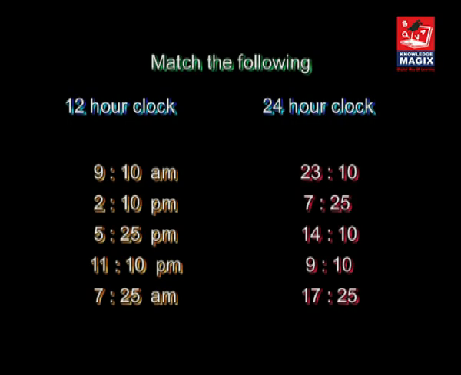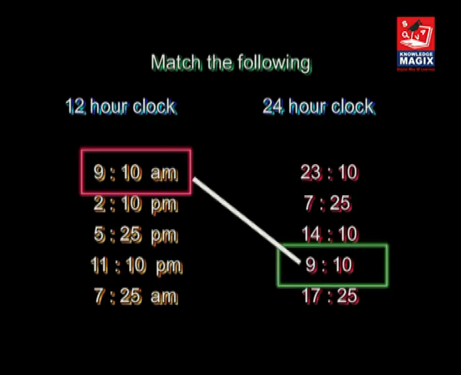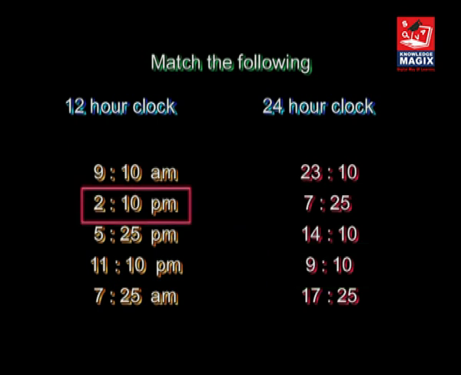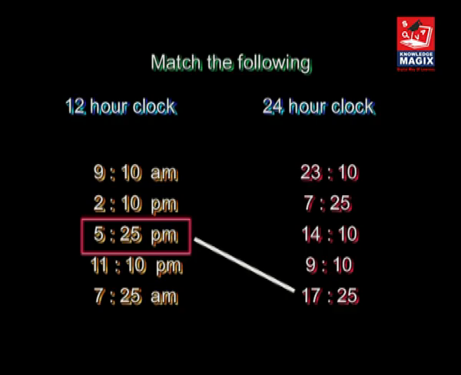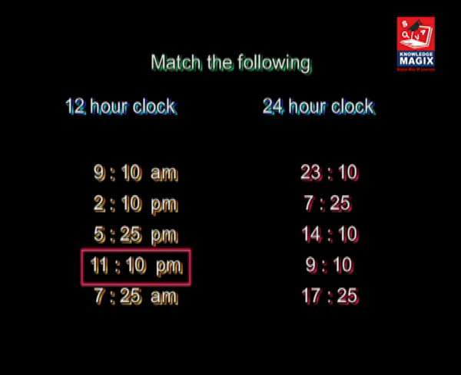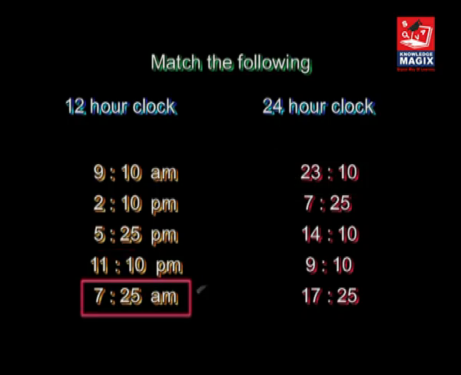Now match the following. 12-hour clock, 24-hour clock. And the correct answer: 9:10 AM, 9:10. 2:10 PM, 14:10. 5:25 PM, 17:25. 11:10 PM, 23:10. 7:25 AM, 7:25.